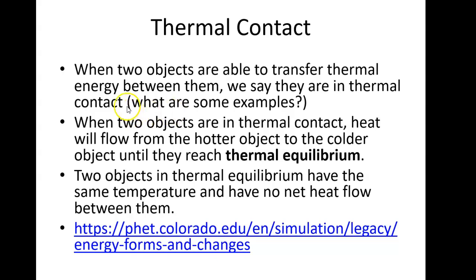Now, here's what tends to happen if you have two objects in thermal contact. Okay, this whole bullet point is important. It says when two objects are in thermal contact, heat will flow from the hotter object to the colder object until they reach thermal equilibrium. Thermal equilibrium is in bold because that is a vocabulary term. Thermal equilibrium is a condition where you have two objects in thermal contact, there is no net heat flow between them, and they have reached the same temperature.